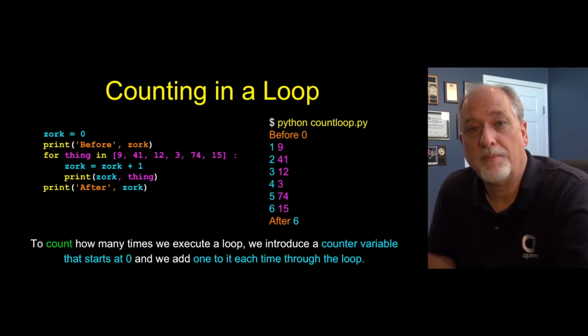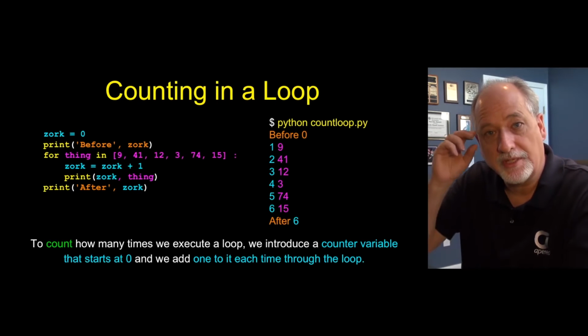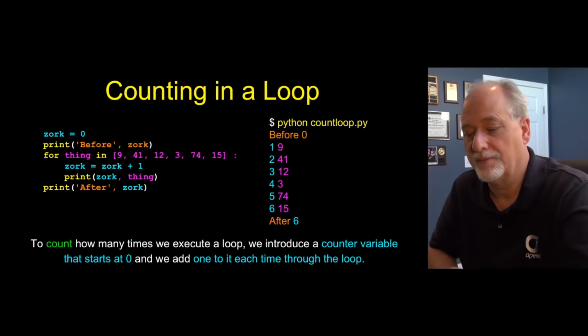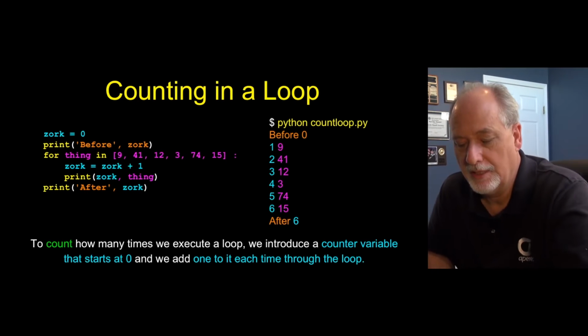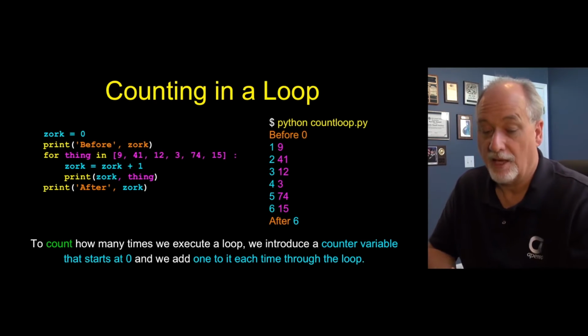So now we're going to look at some more patterns of the different things we can do at the top of the loop, in the middle of the loop, and at the bottom of the loop. And the first one we're going to do is counting. Now we're going to take a look at the number of things in our list.